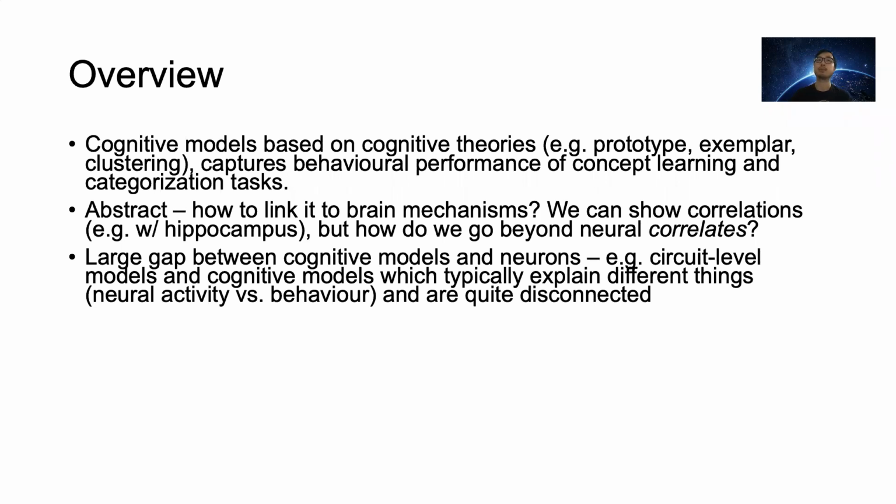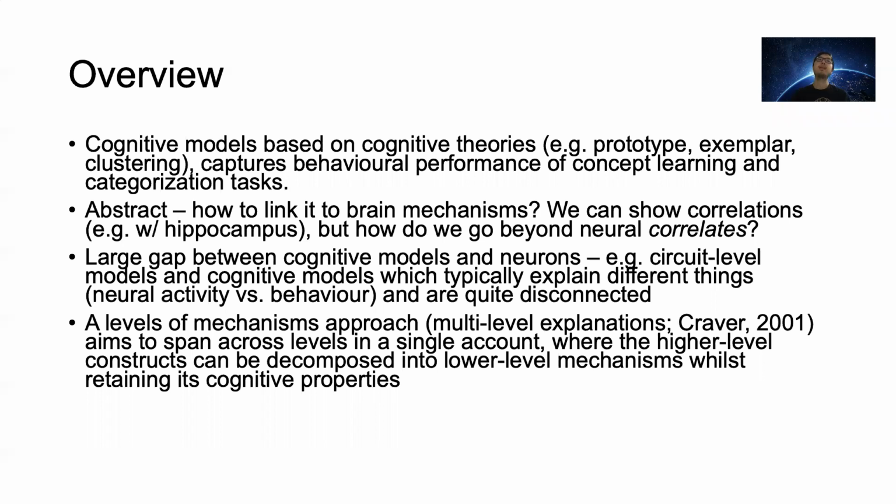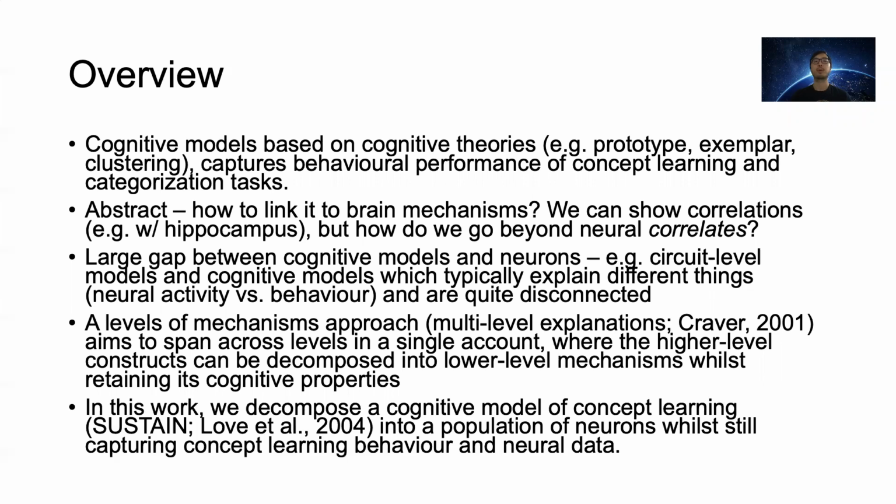So we have circuit level models and cognitive models, which typically explain different things such as neural activity and behavior, and they're quite disconnected. A levels of mechanism approach aims to span across levels in a single account, where the higher level constructs can be decomposed into lower level mechanisms whilst retaining its cognitive properties. In this work, we decompose the cognitive model of concept learning into a population of neurons while still capturing concept learning behavior and neural data.